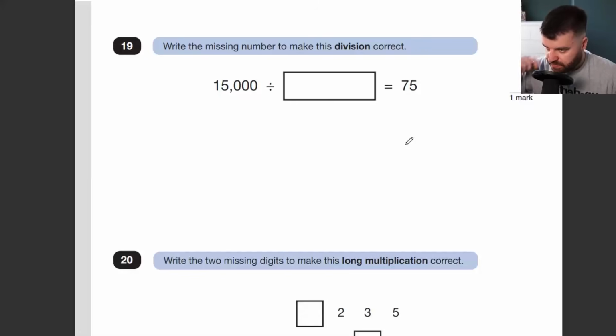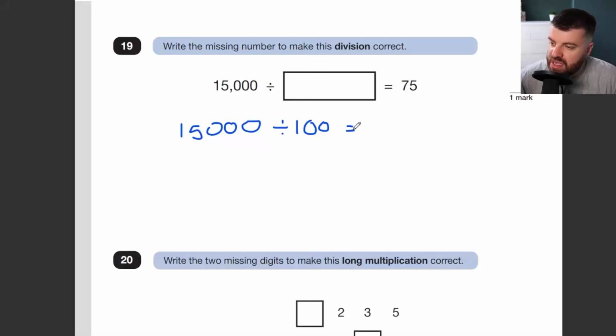Question 19. Write the missing number to make this division correct. 15,000 divided by what equals 75? This is a really interesting and tricky question, in my opinion. So firstly, let's think about powers of 10. How can I get this down to a more manageable number that's much closer to 75? So if I divide 15,000 by 10, I'll get 1500. Still ages away. But I've also noticed I could divide it by 100. 15,000 divided by 100. Therefore, we're going to shift our digits down and end up with 150.